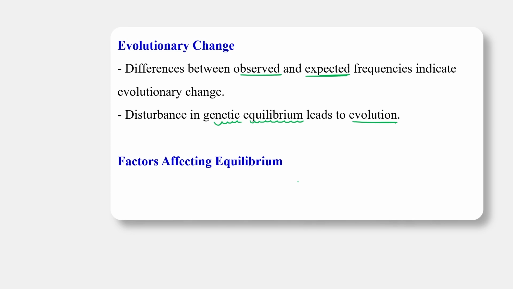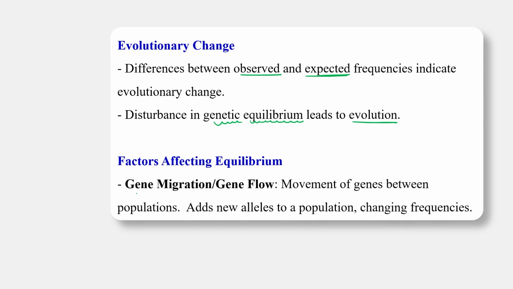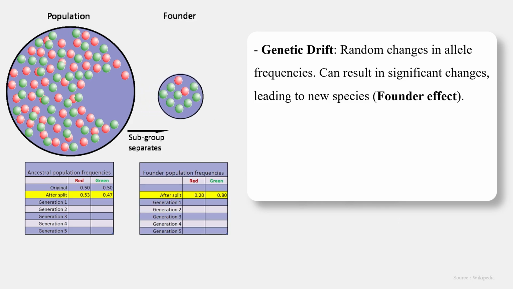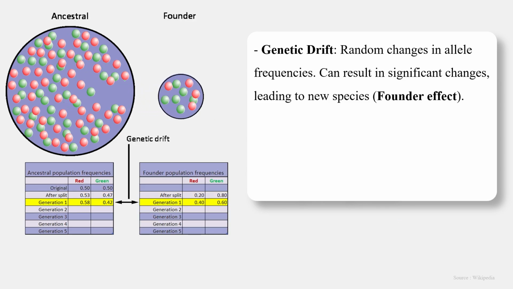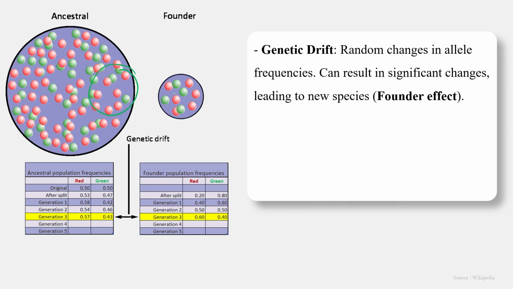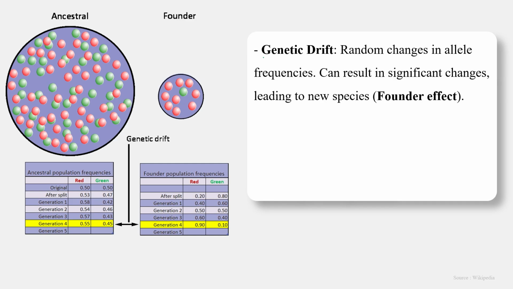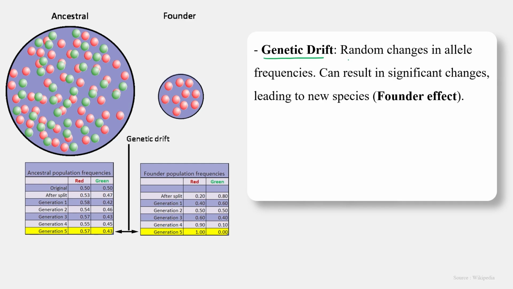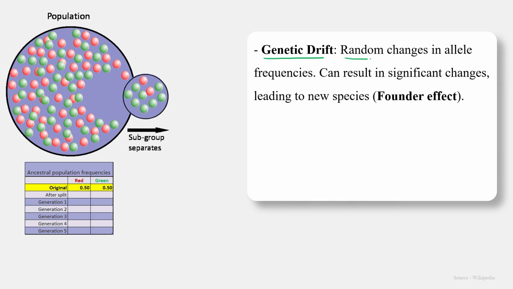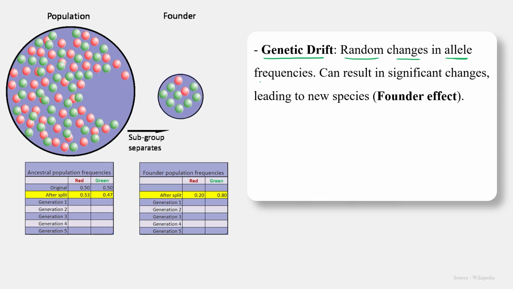So what are those factors which affect equilibrium? Like gene migration or gene flow, means movement of genes between populations, which adds a new allele to a population or changes frequency. If a group of the population moves from this side, then what happens? After some time, a random change in the allele frequency occurs.